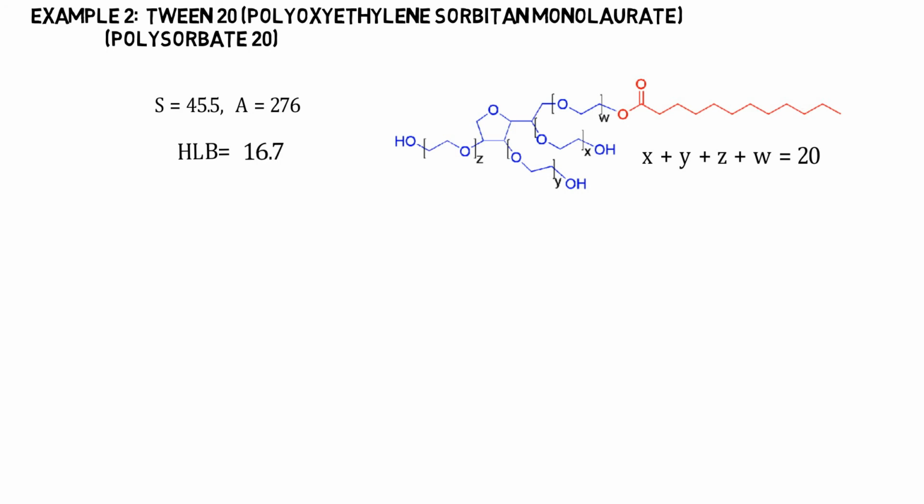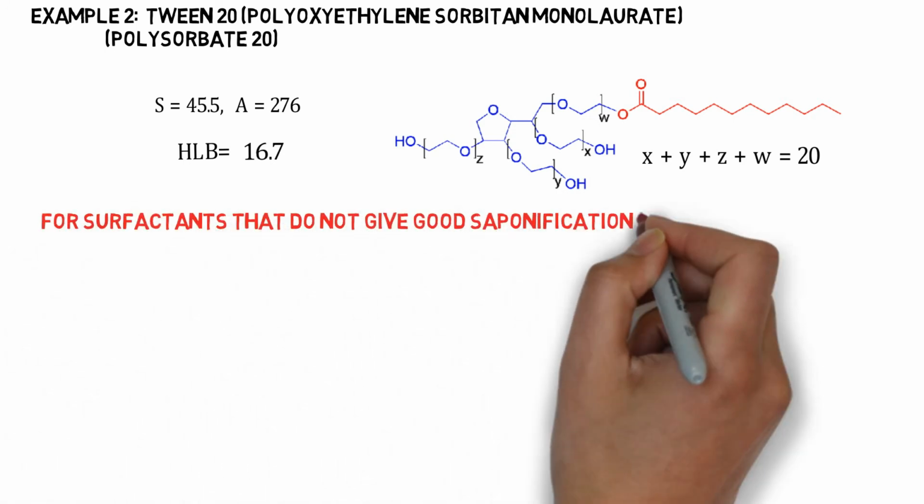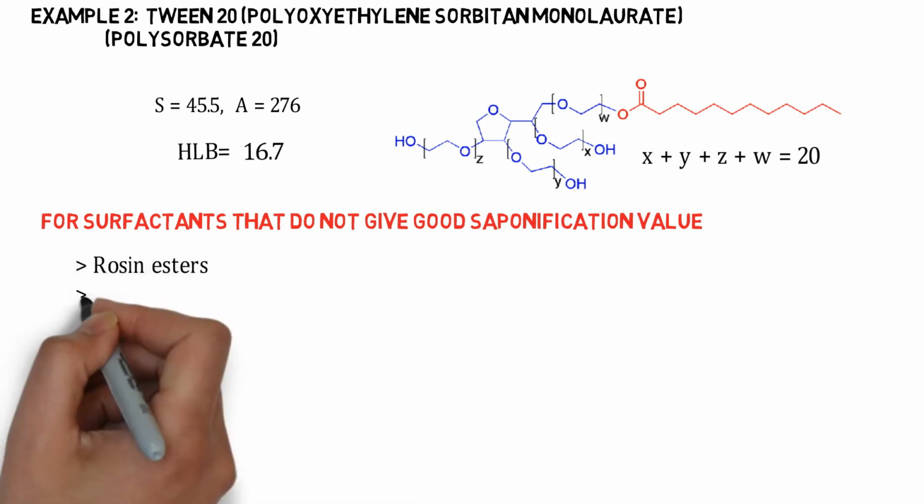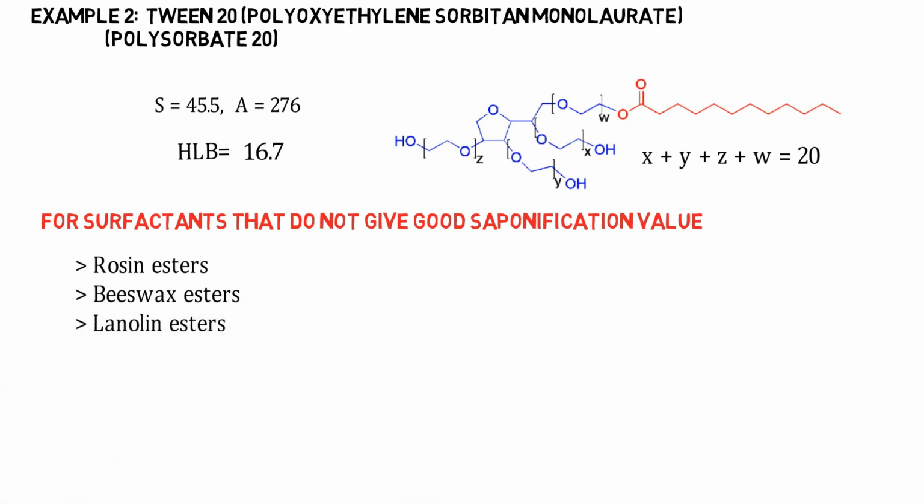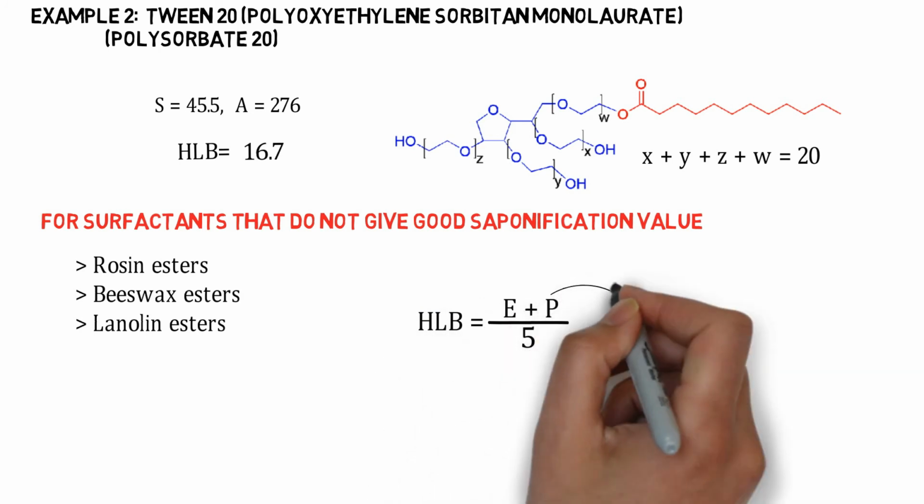So we see that this formula is very helpful in finding the HLB value if we know the acid value and saponification number. But this formula has a limitation, as not all molecules give good saponification data, such as the complex esters, for example lanolin ester, beeswax ester, and so on. For such cases, this formula is applied.